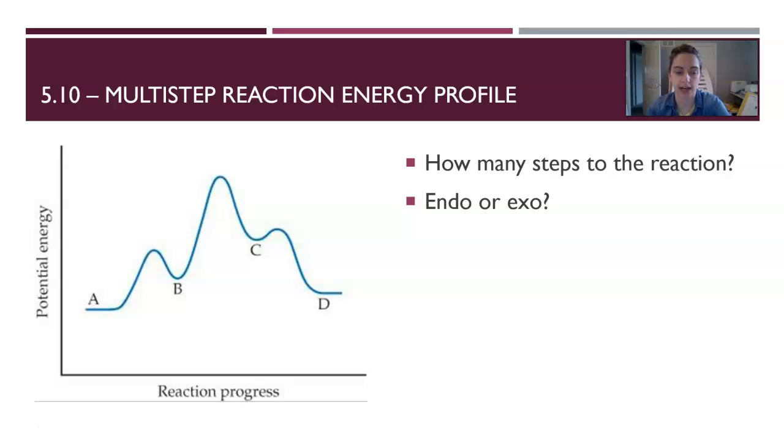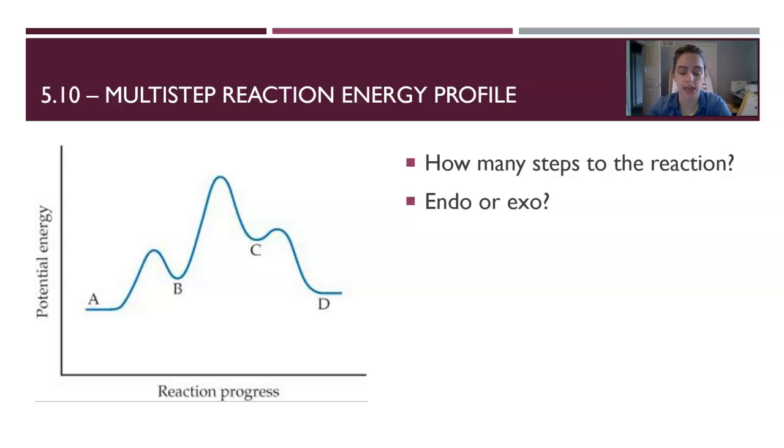So the first step of the reaction is going from A to intermediate B. The second step of the reaction would be going from B to intermediate C. And the final step of the reaction would be going from intermediate C to product D. So this is a three-step reaction.